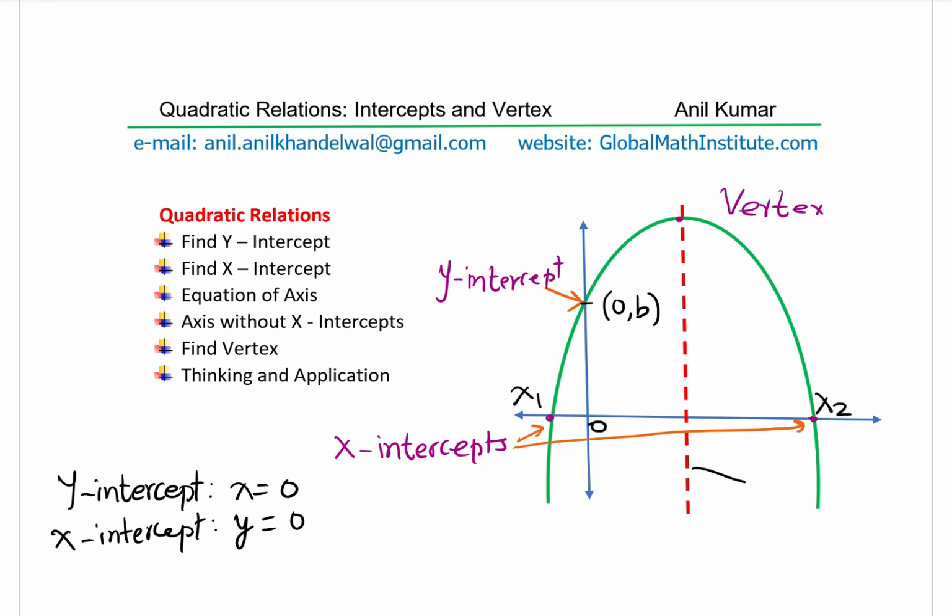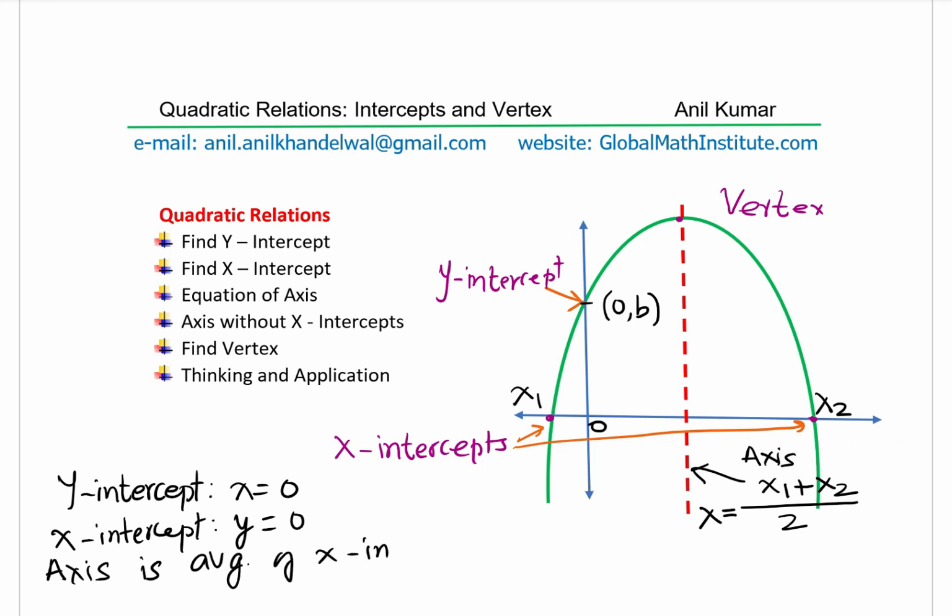In that case, the axis, this is called the axis of symmetry, is the average value. That is, you add these two values and divide by 2 to get the equation for the axis. So axis of symmetry is the average of x-intercepts.